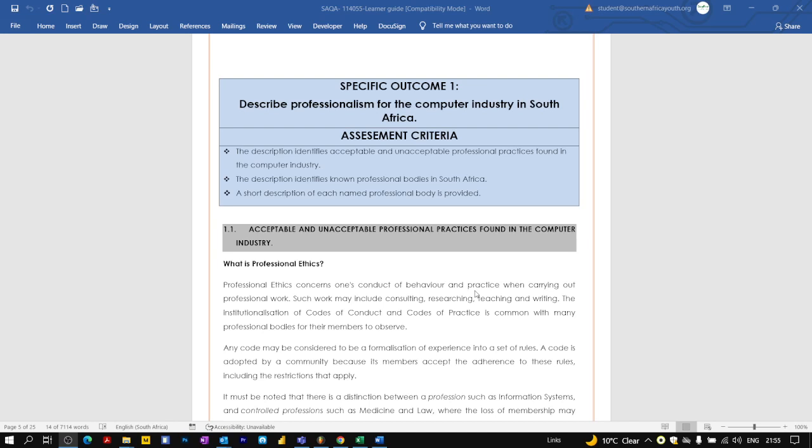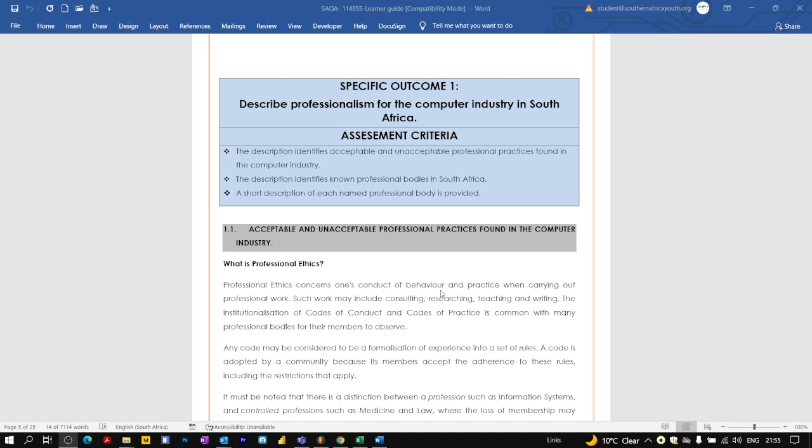Literally, these are the people who control the IT industry in South Africa. And then, obviously, we should have a short description of each named professional body so that we really show that we understand these. So, first of all, we are looking at what are professional ethics. Professional ethics concerns one's conduct or behavior and practice when carrying out professional work. Such work may include consulting, researching, teaching, and so forth.